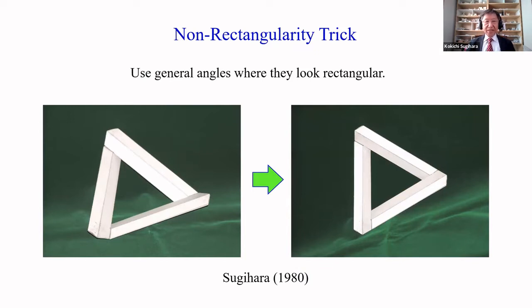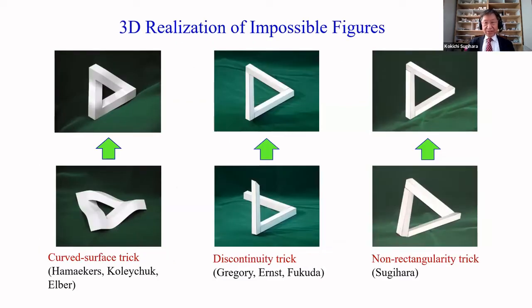We can see that the faces are planar and the parts are connected, but still we can construct the Penrose triangle. And so what is the trick for this object? I think that we use general angles instead of 90 degree angles. That is my trick. And so I named this trick the non-rectangularity trick. And so there are at least 3 different tricks to construct 3D objects, actually, from impossible figures.